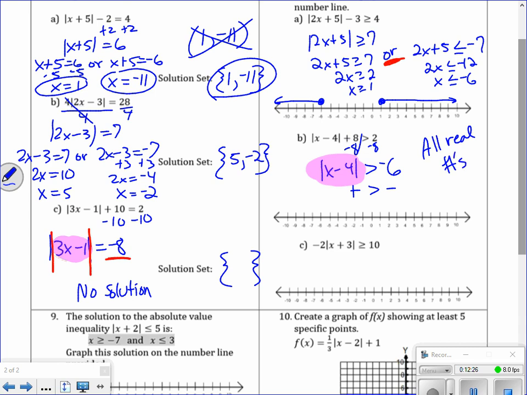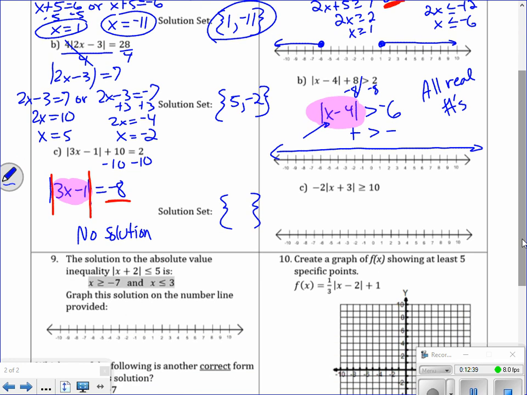So no matter what you put in here for x, it's going to work, because it's going to be a positive, and then you're going to get a bit greater than a negative. So when you graph all real numbers, you have to say those words, and the graph goes just all the way across. Any number will work. Make it true.